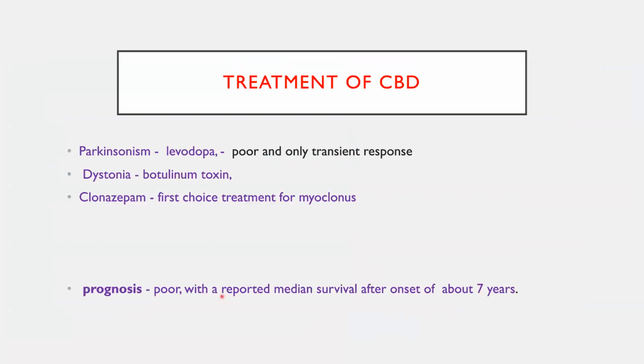Corticobasal degeneration, again atypical Parkinson, has the least benefit with drugs. For dystonia, you can use botulinum toxin, and clonazepam for the myoclonus, because the patient will have asymmetrical cortical atrophy. The patient will have myoclonus, hemiparesis, hemidystonia syndrome. It also carries a very poor prognosis. Expected survival is up to 7 years.